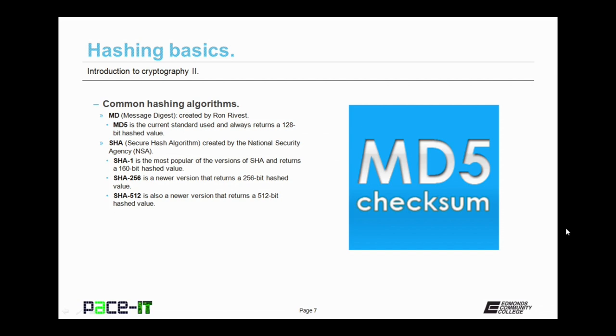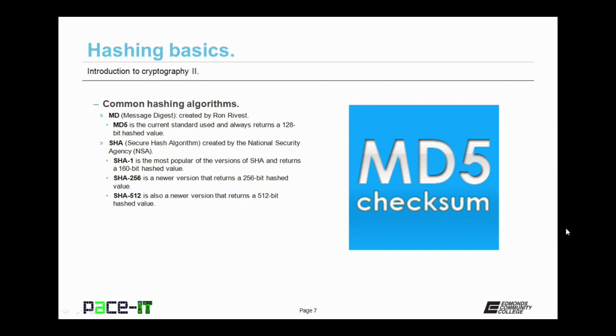Some common hashing algorithms include MD, that's Message Digest. It was created by Ron Rivest. MD5 is the current standard used when using the Message Digest algorithm and always returns a 128-bit hashed value. As a side note, the MD5 algorithm is considered to be broken and should only be used in a limited way.